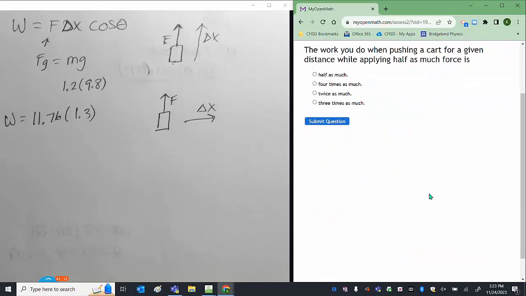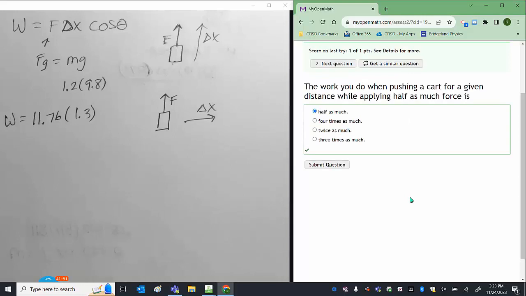Number 16, the work you do when pushing a cart for a given distance while applying half as much force is. Okay, so again, work is force times displacement. If you only use half as much force, then you would expect your work to be half as much. They do have a directly proportional relationship with one another.